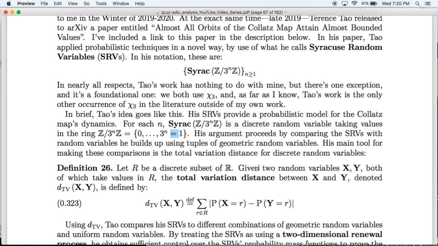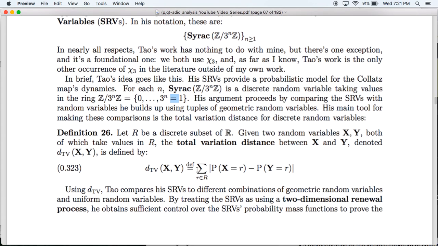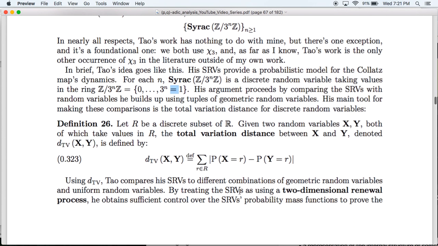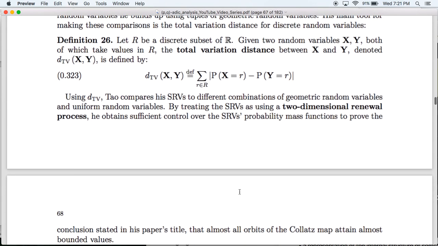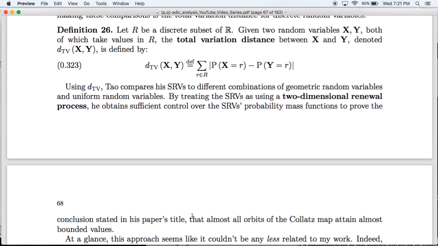In certain respects, you can think of the Syracuse random variables, as my work and Tao's work shows, as basically the best probabilistic model of the Collatz map's behavior. What he ends up doing is that he treats the SRVs as a two-dimensional renewal process and is able to attain sufficient control over the Syracuse random variable's probability mass functions to prove the conclusion stated in his paper's title, that almost all orbits of the Collatz map attain almost bounded values.